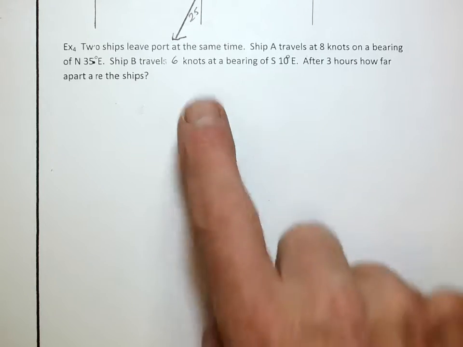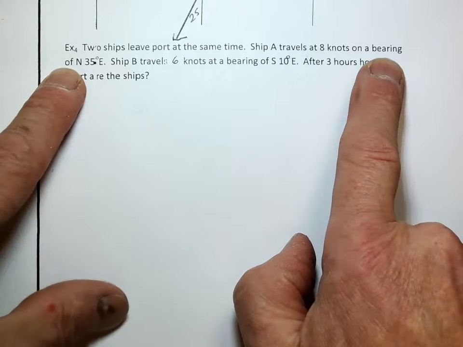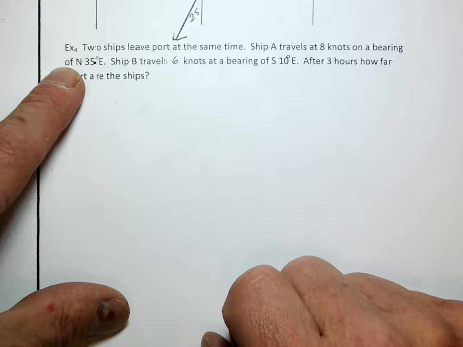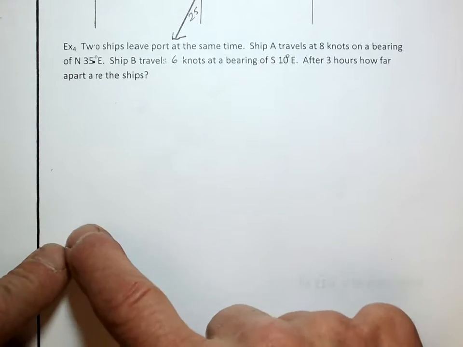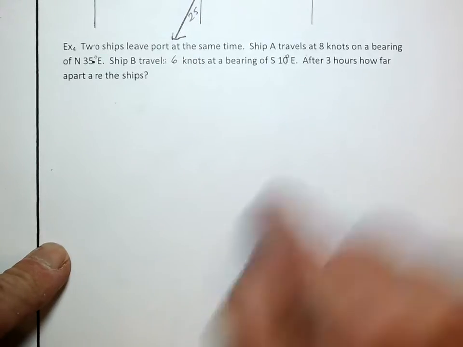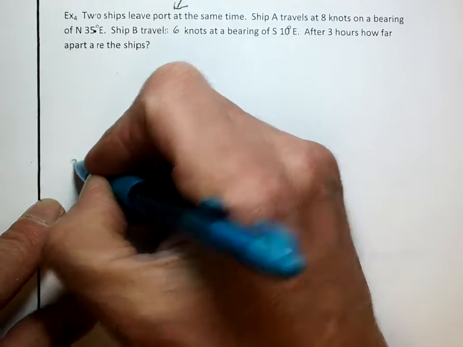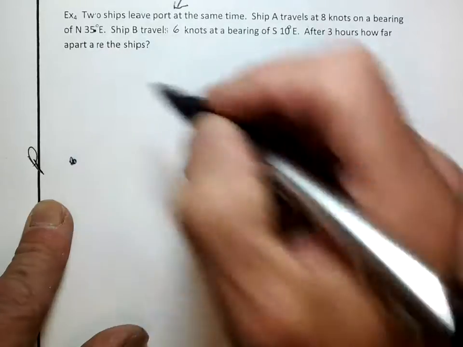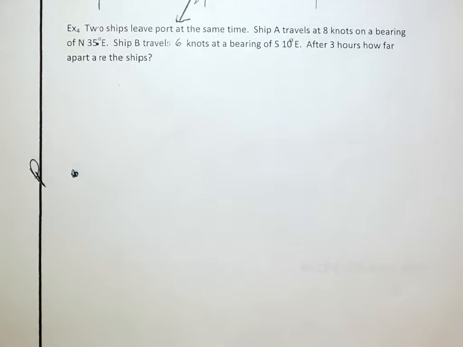Two ships leave port at the same time. Ship A travels at 8 knots on a bearing of north 35 east. That's going that way, right? Ship B travels 6 knots on a bearing of south 10. So it's going down like here. One ship's going up, the other's going down, so I might put my port right there, P for port, so I have room. Then one boat's going that way, the other boat's going that way, and I think it should fit on my paper.